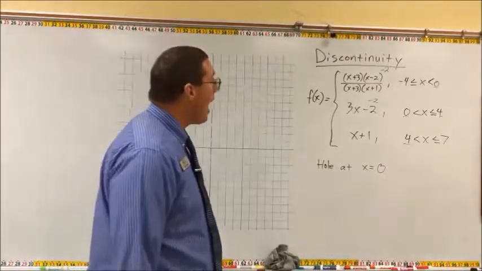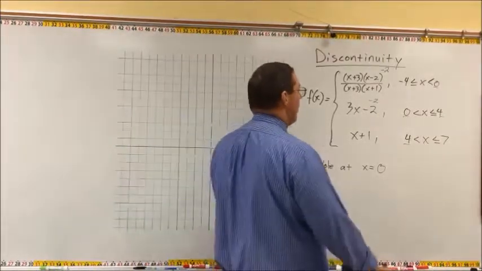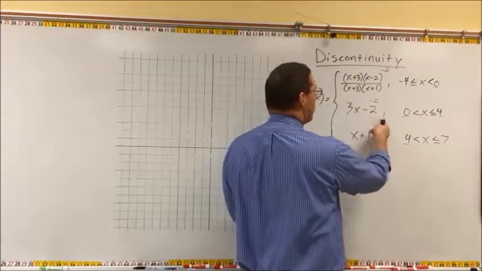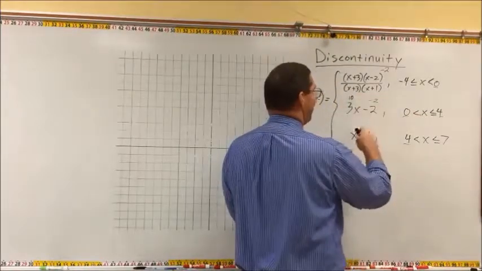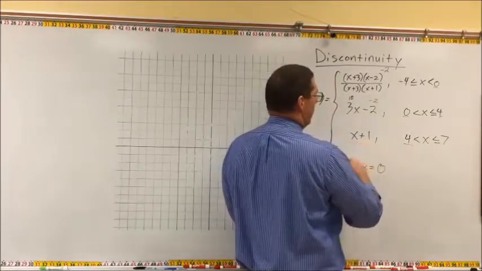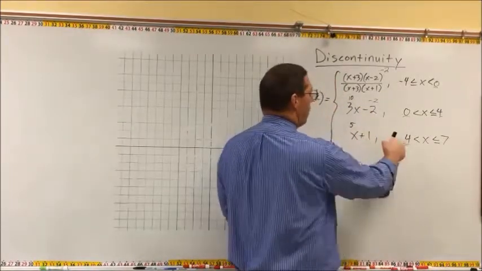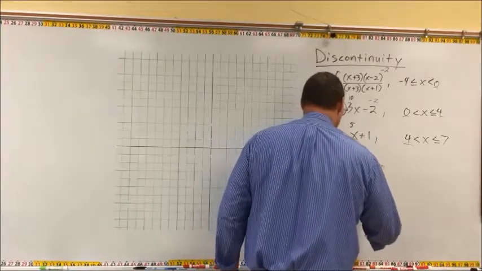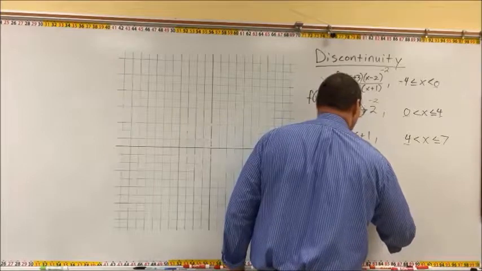All right, now let's go to the next transition value. Let's plug 4 in. What's 3 times 4? 12. Minus 2? 10. Yep. Now let's plug 4 in here. What's 4 plus 1? 5. So what do we have going on at 4? We have a jump at x equals 4.